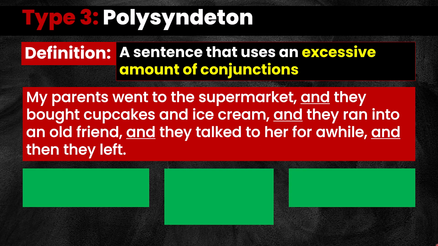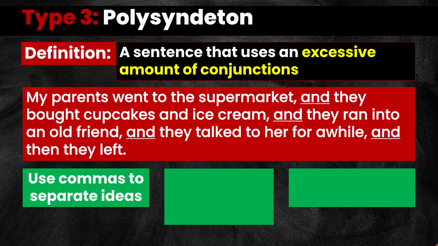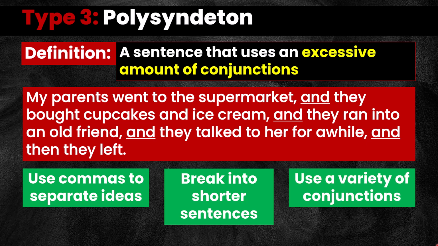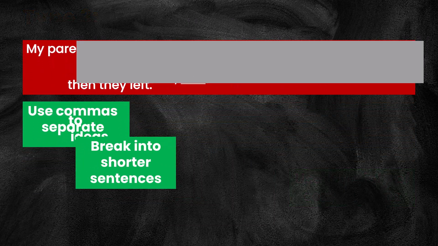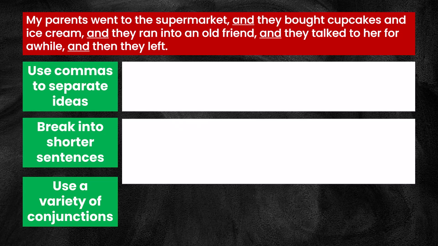Let's talk about 3 ways you can fix this if you are not trying to be artistic. You could use commas to separate ideas. You could also break into shorter sentences, or you could use a variety of conjunctions to avoid sounding repetitive. So let's look at some examples. First, we could use commas to separate ideas.